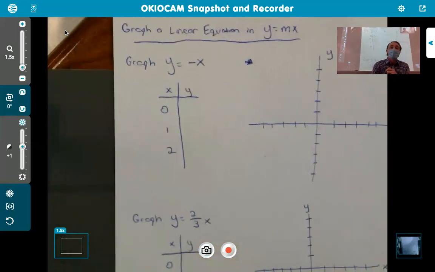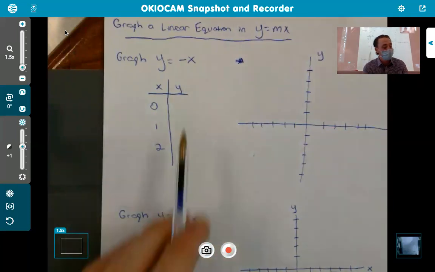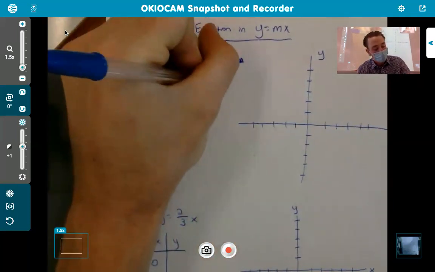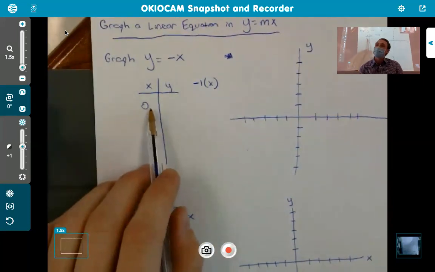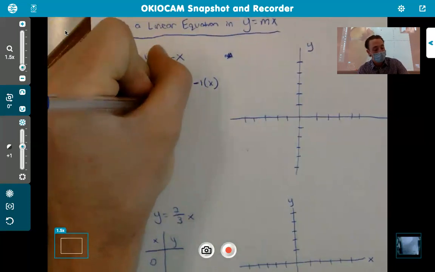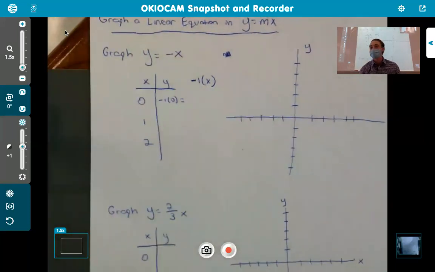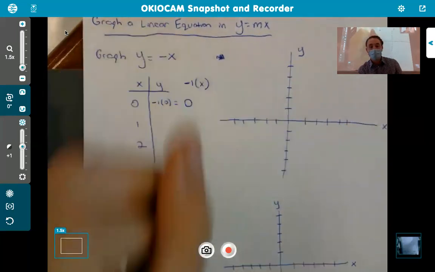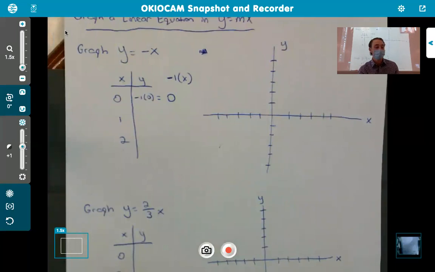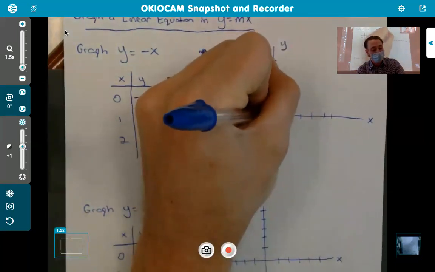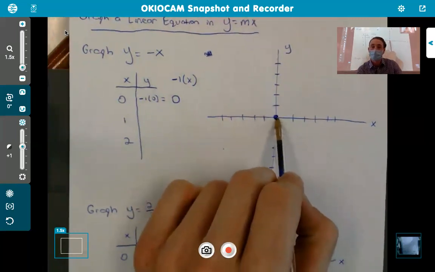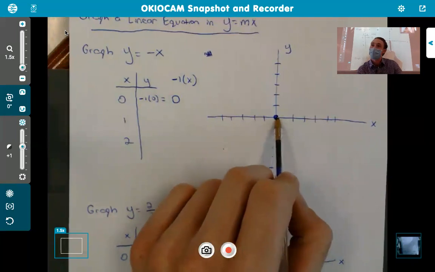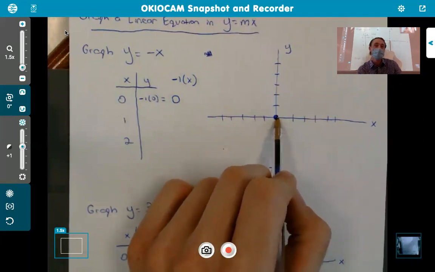Okay. First example, if I have y equals negative x, well, this is the same thing as negative 1 times x, right? So if I were to plug in 0, this is really just negative 1 times 0. And what's negative 1 times 0? What's anything times 0? 0. So I have the point 0, 0. All right. So I'm going to plot that. Remember, 0, 0 is my origin where I don't move to the right or left or up and down. I just plot it right there where my x and y axis meet. Do you remember talking about that either in here or in a previous class?